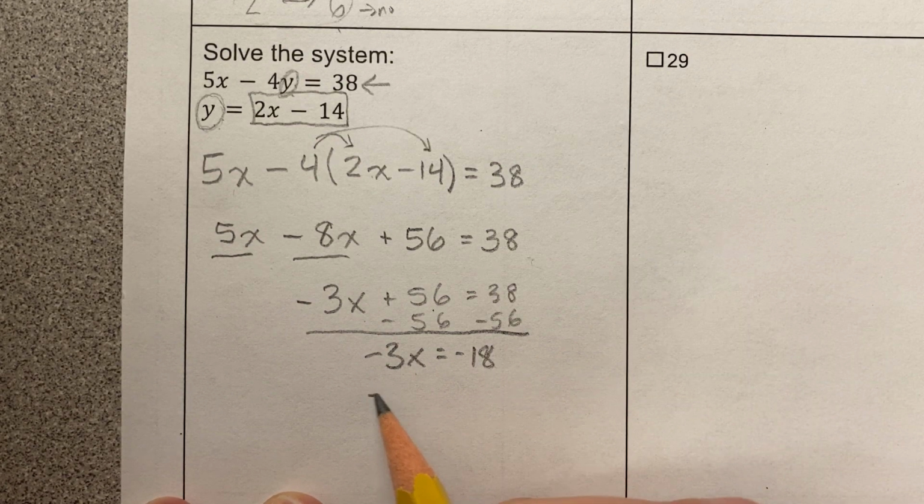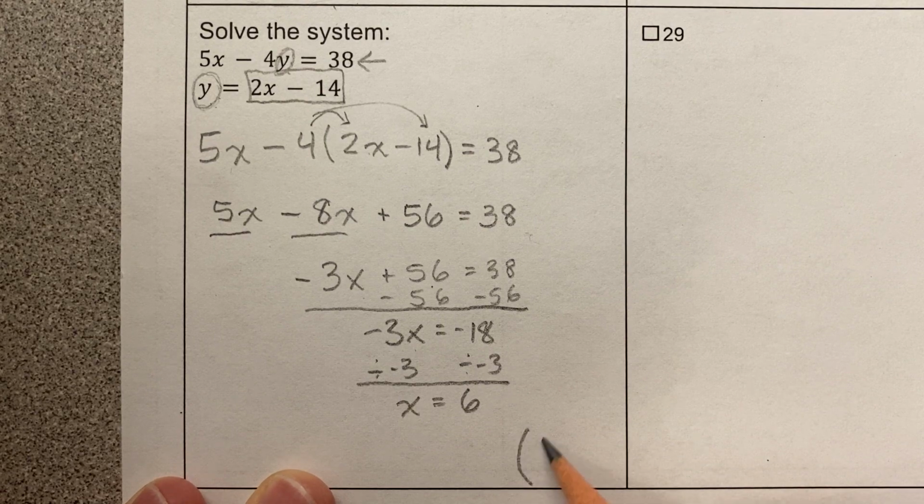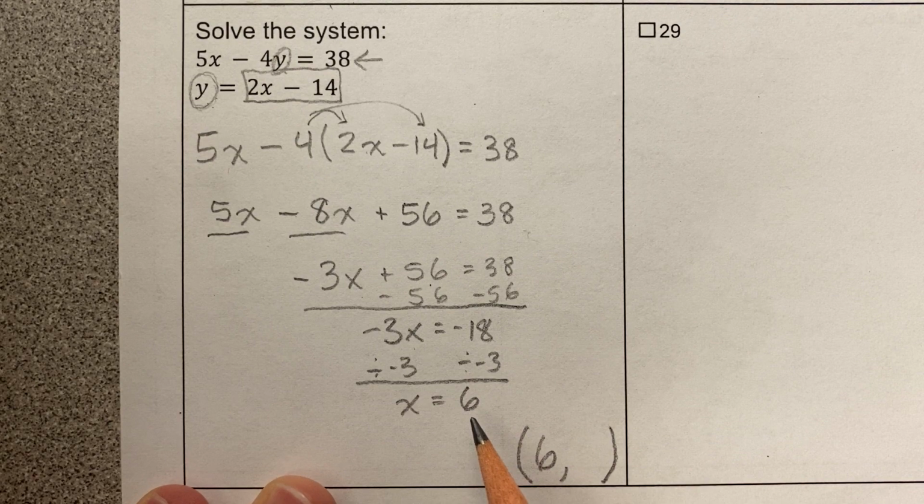Okay, now I have x being multiplied by negative 3. I'm going to divide by negative 3. I get x equals positive 6. Now, that means I am halfway done, because now I have an x value and I still need a y value. So what I'm going to do is take this x value.